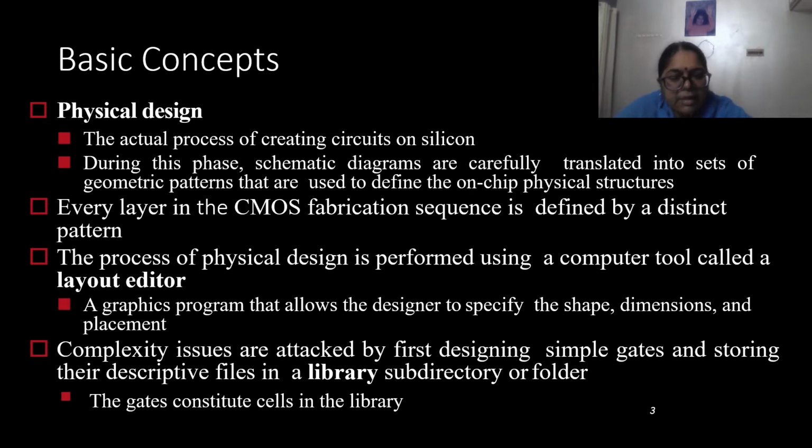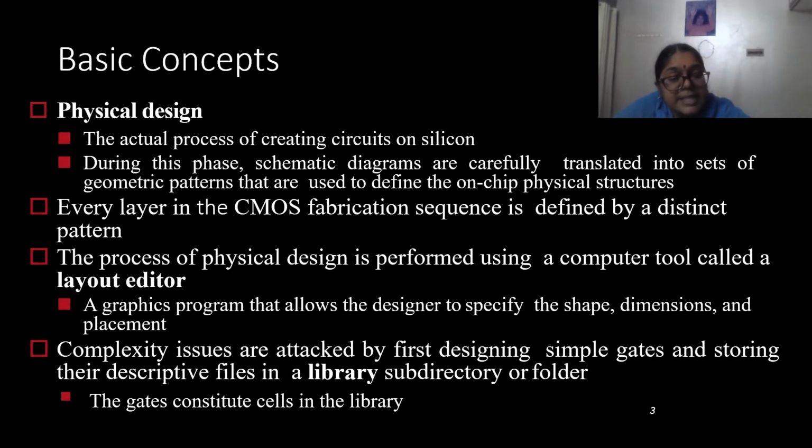For example, if I have to design a parallel adder, first the basic cells, that is NOT gate, AND gate, OR gate and XOR gate will be designed. These gates are going to be stored in the form of cells in the library. Next, I am going to design a half adder. In that case, I will make use of one XOR gate and one AND gate which I had already designed and stored in the library. So I will call those cells from the library and use them to design the half adder.